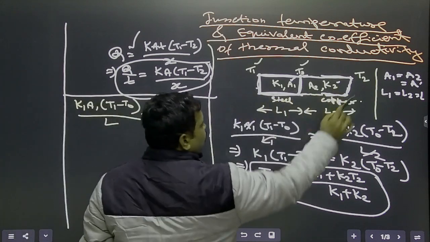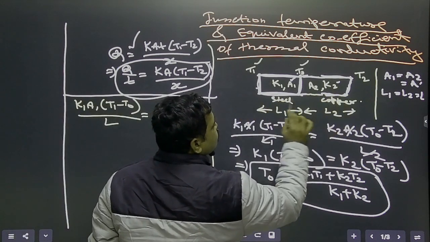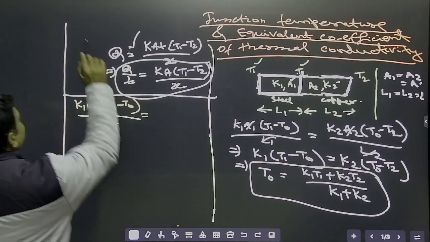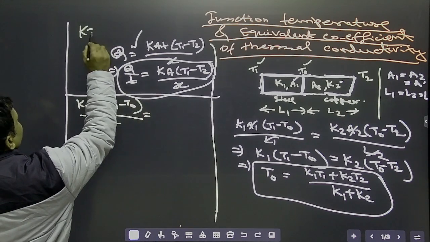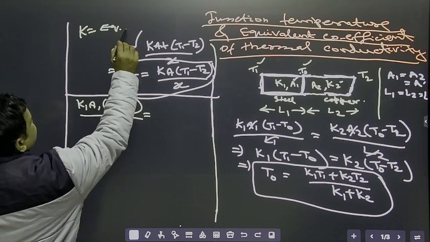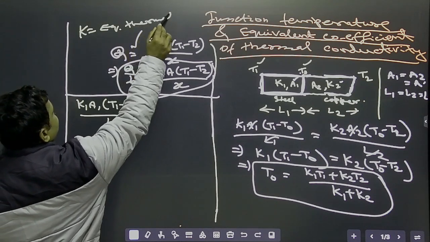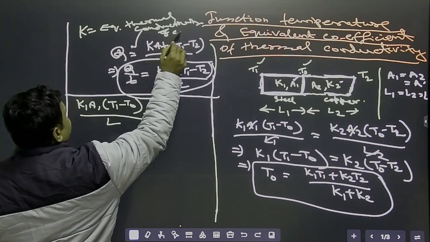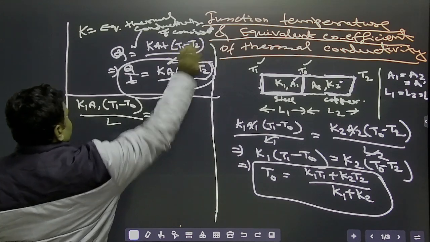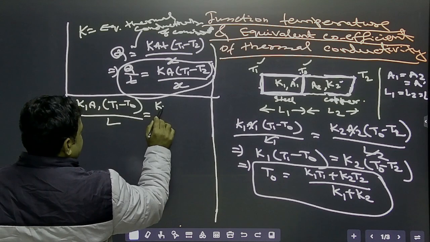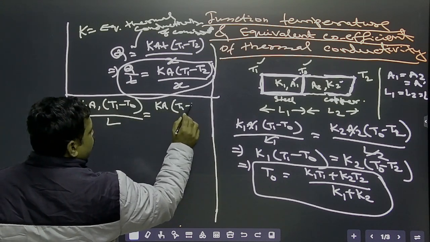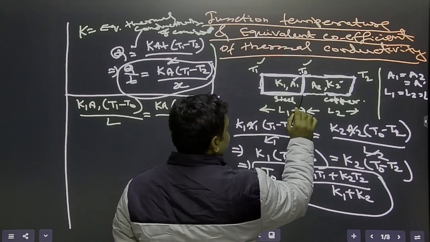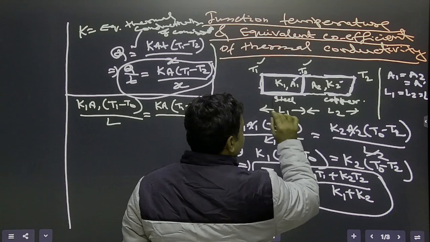In this case, let the thermal conductivity of the total combination, the equivalent thermal conductivity, be K. So K is the thermal conductivity of the combination. So this will be equal to KA times (T1 minus T2), and for the length, you can observe this is L1, this is L2, and we have taken each as L, so the total length will be 2L.